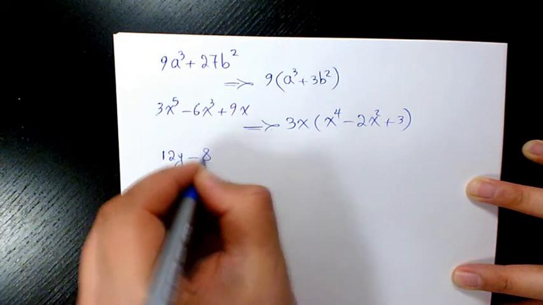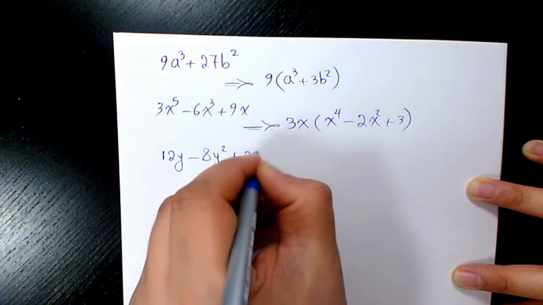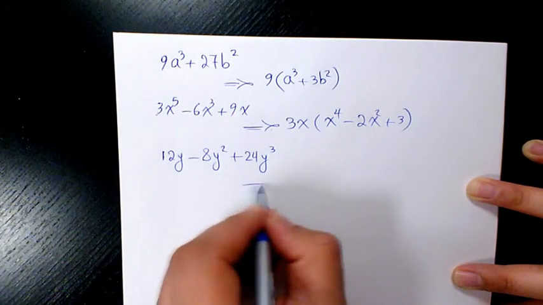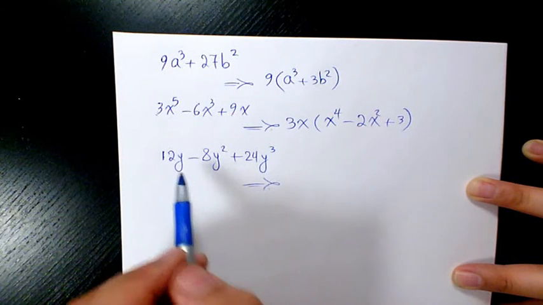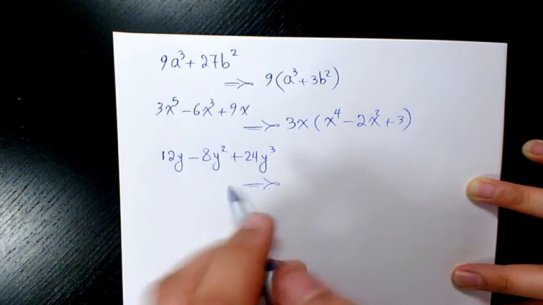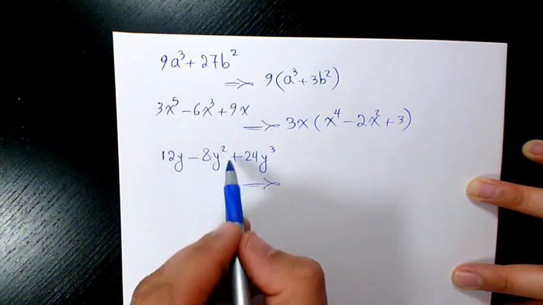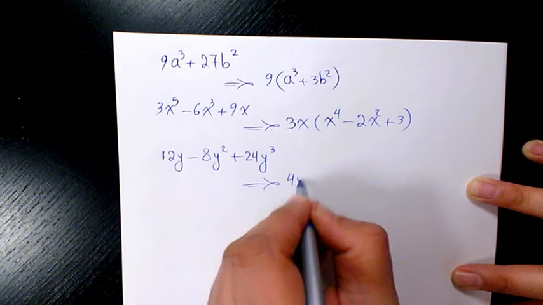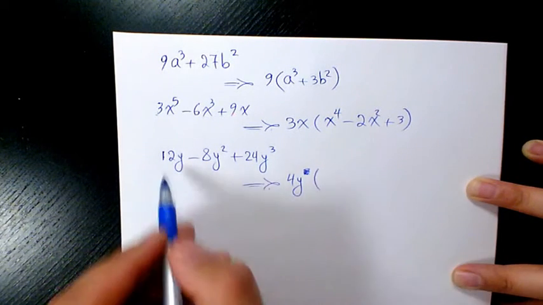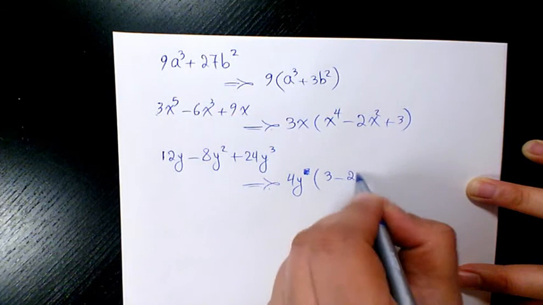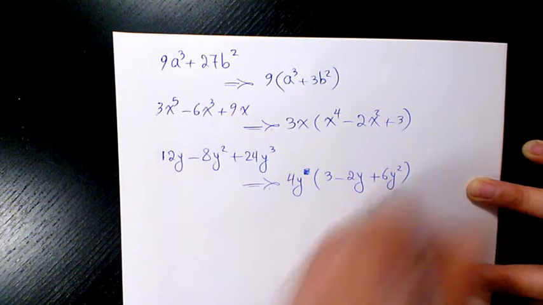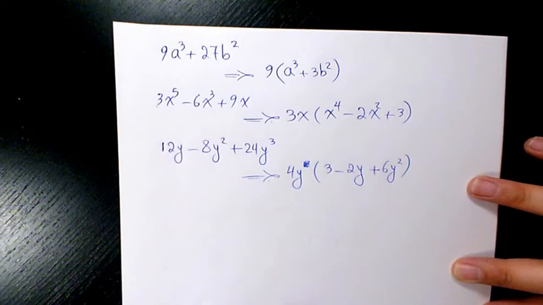12y minus 8y squared plus 24y cubed. So here, the GCF for 12, 8, and 24 is 4. And here we have y squared and y cubed. So I can factor 4y squared. 4y. So it's going to be 3 minus 2y plus 6y squared. That's how we factor it.